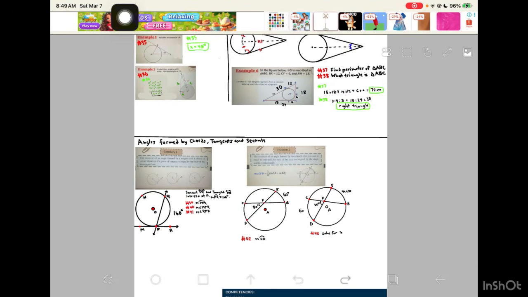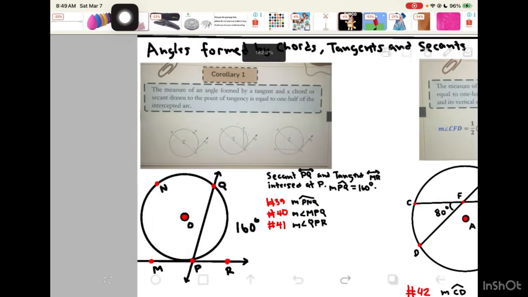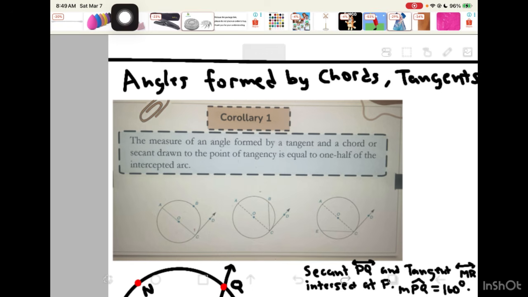Okay. Next one is, this is the point where you have to memorize a bit of formulas. So yeah, this is angles formed by chords, tangents, and secants. We're now in cycle 3. So let's start with corollary 1. The measure of an angle formed by a tangent and a chord or secant drawn to the point of tangency is equal to 1/2 of the intercepted arc.